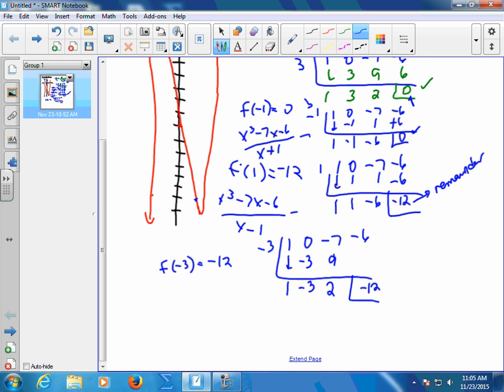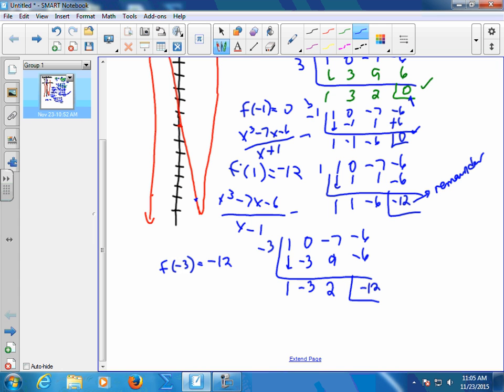Multiply to the right. Add down. Multiply, whoops, to the right. Add down. Does it come out to -12? For a minute I thought I had a root there. I'm like, uh-oh. -12. Okay? So you can kind of see what's happening here.